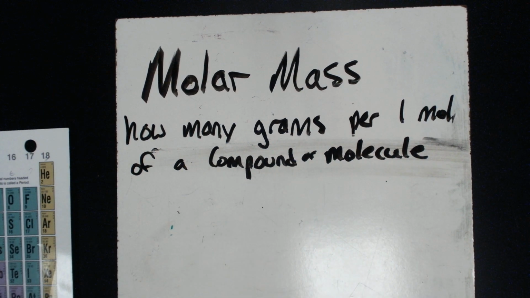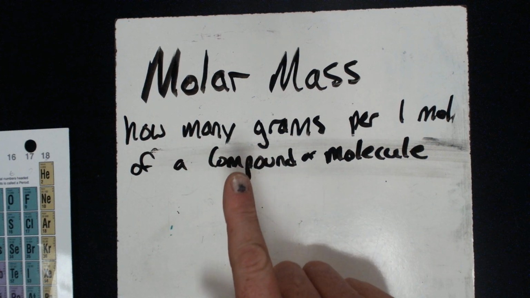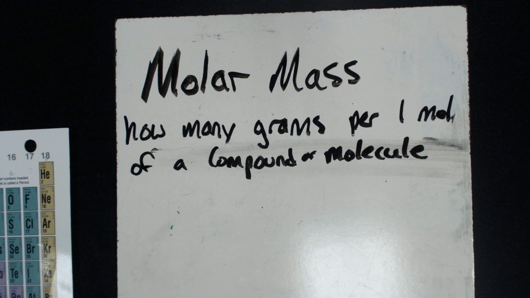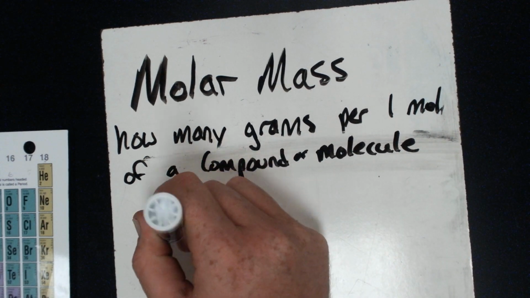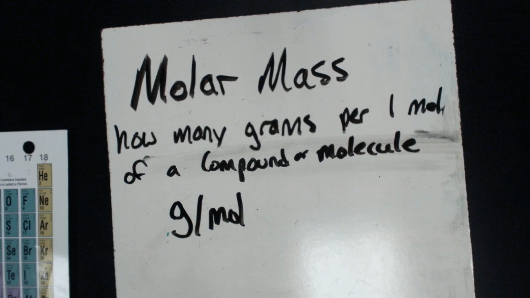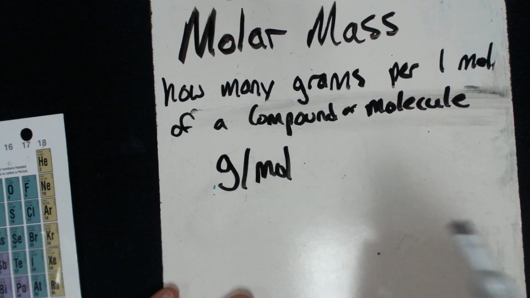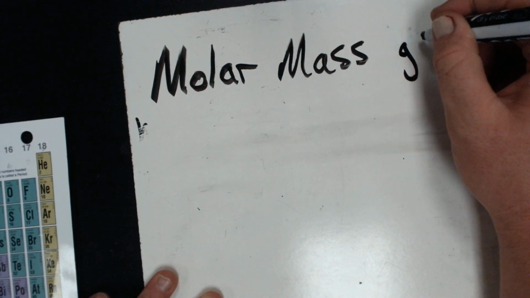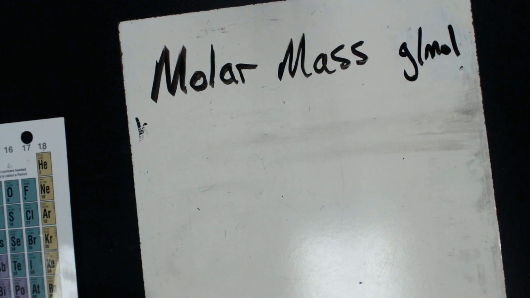But our first big focus is going to be just on the molar mass. So how many grams are in 1 mole? It's going to be different depending on the compound or the molecule, but our unit for molar mass is going to be grams per mole. So just how many grams are in 1 mole of the substance. So let's start off, I want to erase this. Okay, I'm just going to put our unit over here, grams per mole.